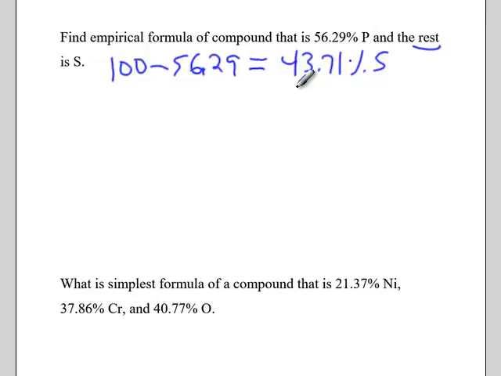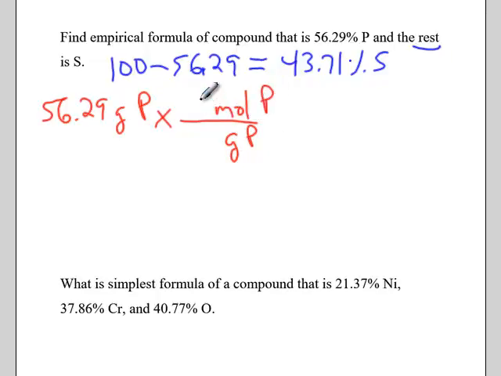So we're going to follow the same steps. Step one is assume we have 100 grams, so that makes our percentages equal to the number of grams. 56.29 grams of phosphorus, and we want to turn grams of phosphorus into moles of phosphorus. The molar mass on the periodic table, 30.97, gives us 1.817565 moles of phosphorus.